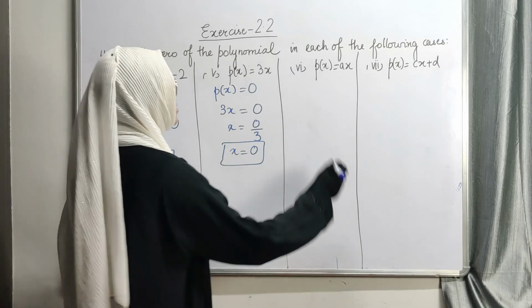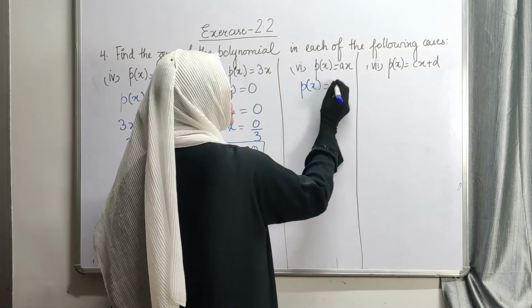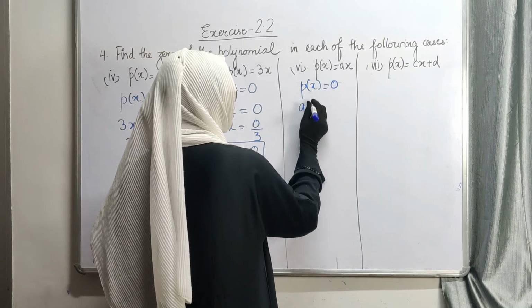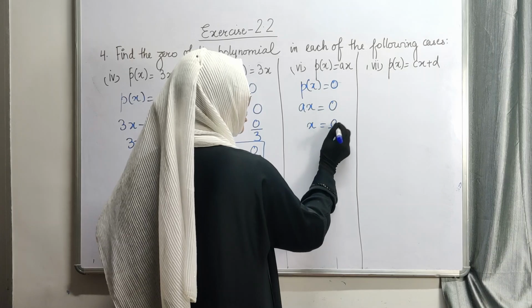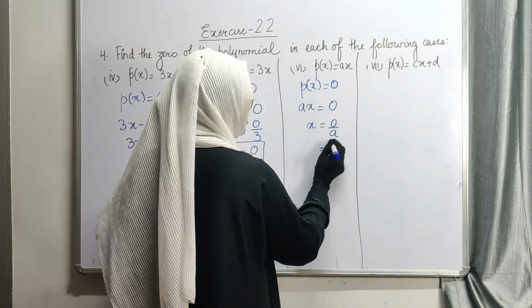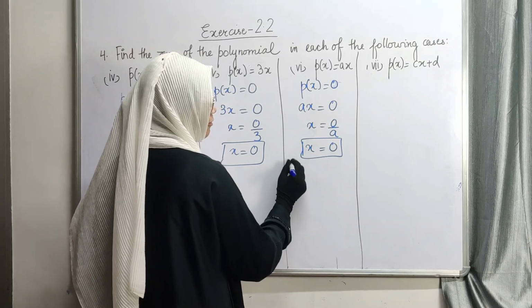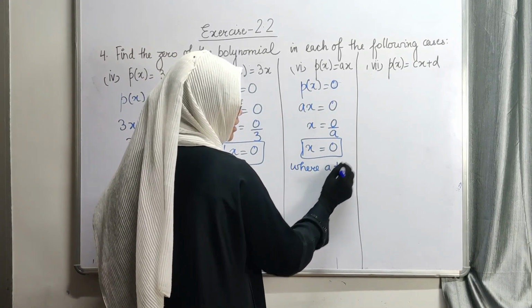Sixth part is p(x) is equal to ax. p(x) equals 0, and ax equals 0. It means x is equal to 0 upon a, which is equal to 0, where a does not equal 0.